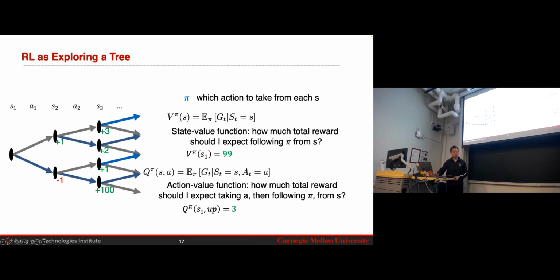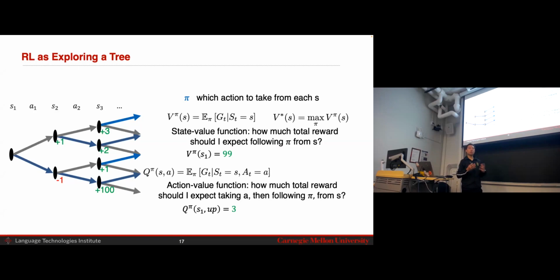So I can again run it from state S1, and let's say what's the value of my action up, following my policy pi. So I go up, I'm going to see +1, and if I keep following my policy, I'm going to see a +2, because it goes down in the next state. So the total action value for state S1 with action up is 3. And that's good. Those are state value functions and action value functions for your policy pi.